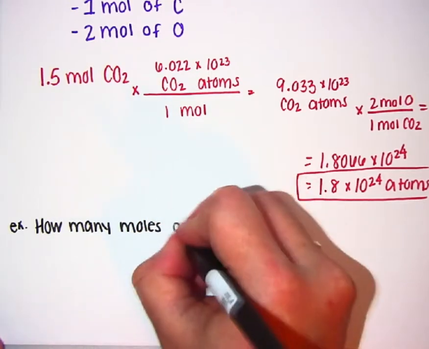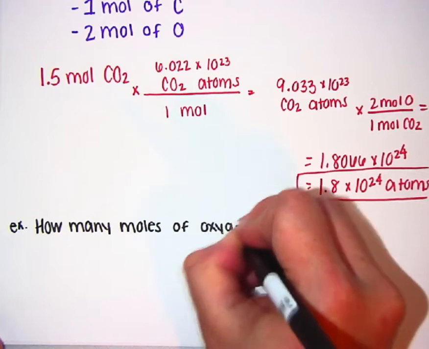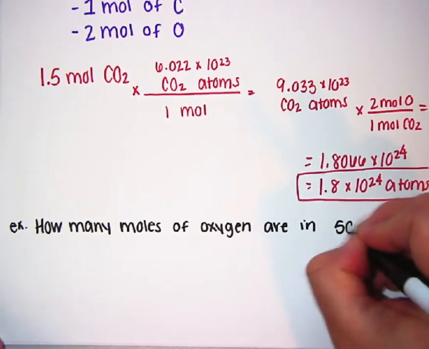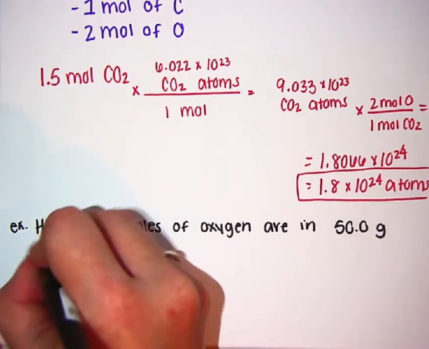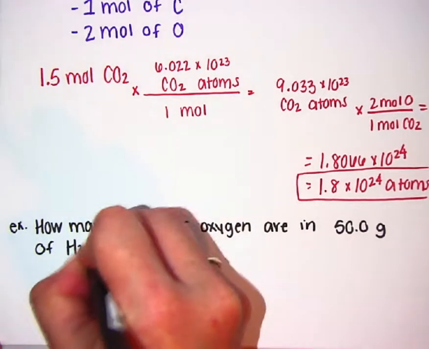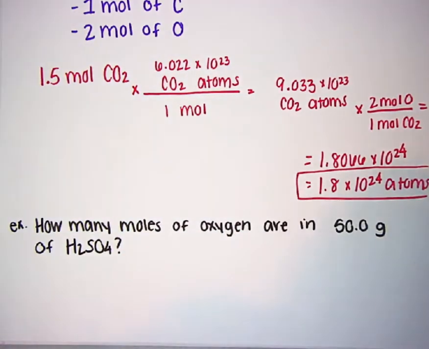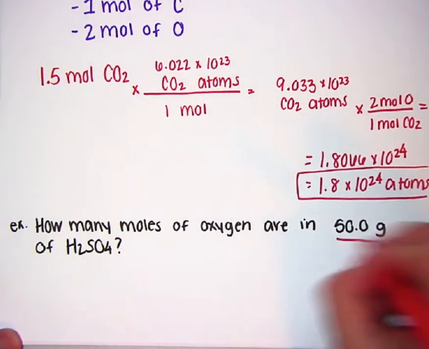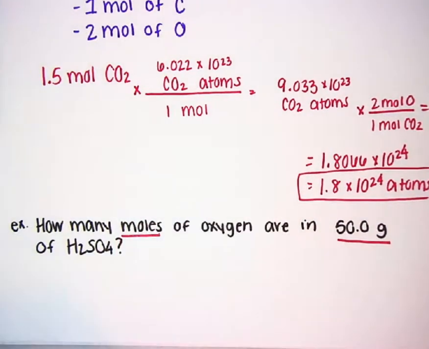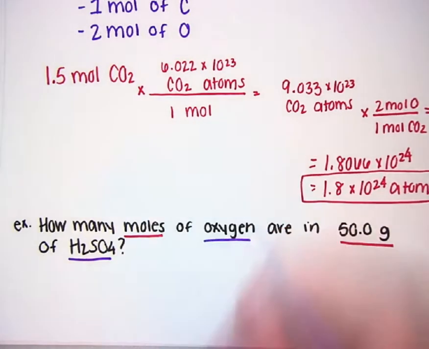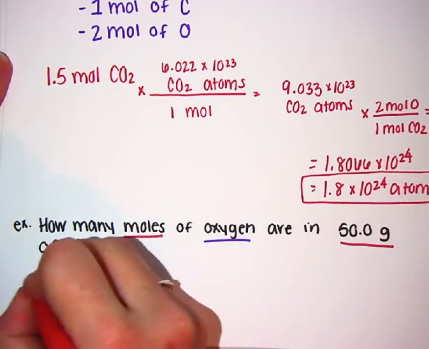How many moles of oxygen are in 50.0 grams of H2SO4? So there's a few things that we want to look at. I'm given grams and I'm solving for moles. So think about what your conversion factor would be. But then we also want to pay attention that we're given sulfuric acid, but we're only solving for oxygen. So let's start with the given.